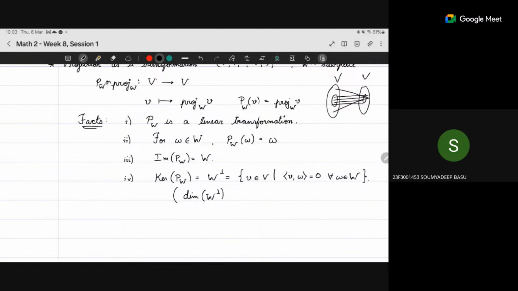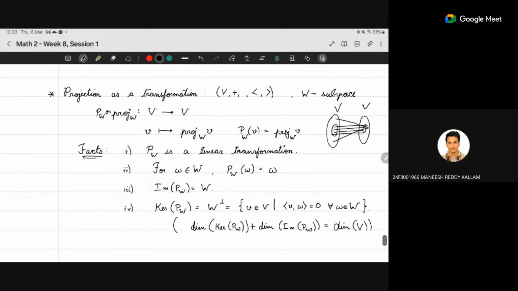The clue is the rank nullity theorem. Yes, rank plus nullity is equal to dimension. Dimension of kernel of PW plus dimension of image of PW is equal to what? Dimension of V. We are in this vector space V, no?